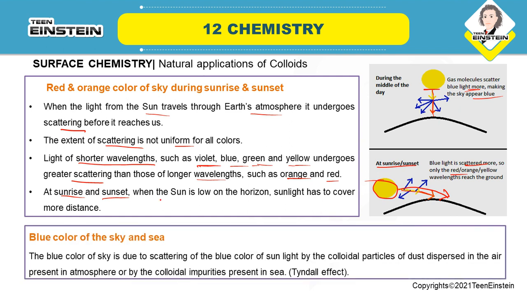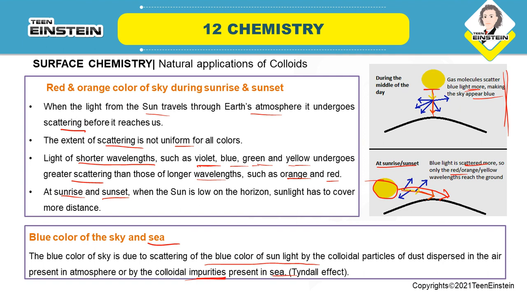Now, the blue color of the sky as well as the sea. The reason for the blue color of the sky we have already seen, but what about the sea? The blue color of the sky is because of scattering of the blue color of sunlight, as shown here. In the case of the sea, there are some impurities present in the water, which is the dispersion medium. These impurity particles are basically colloidal in nature. So as a result there will be the Tyndall effect.